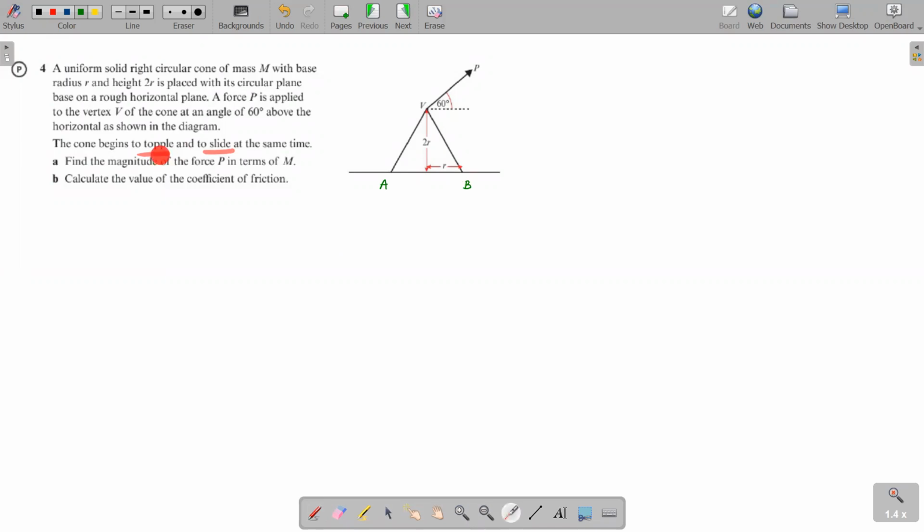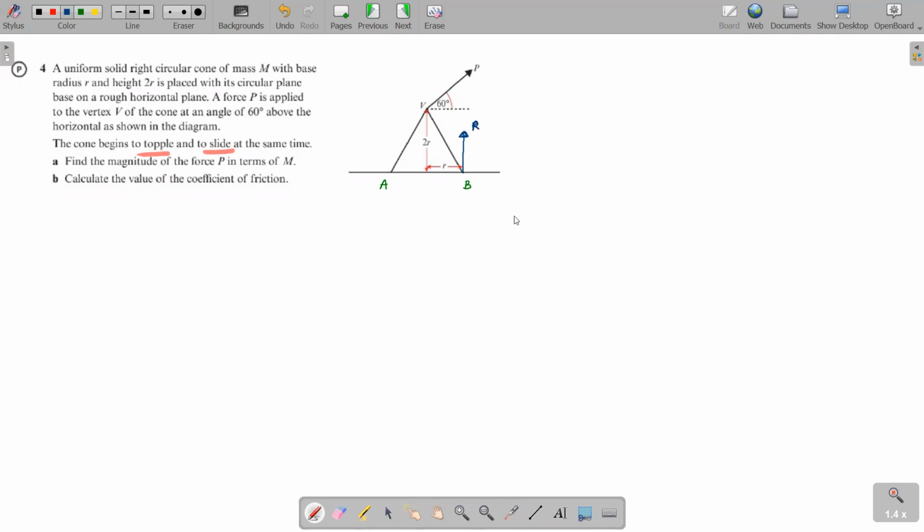So if it is about to topple, what was the rule? The normal reaction will act on the point of toppling. So that's how it works. The normal reaction will definitely act at the point of toppling. So all you have to do here is mark the normal reaction at the point B.